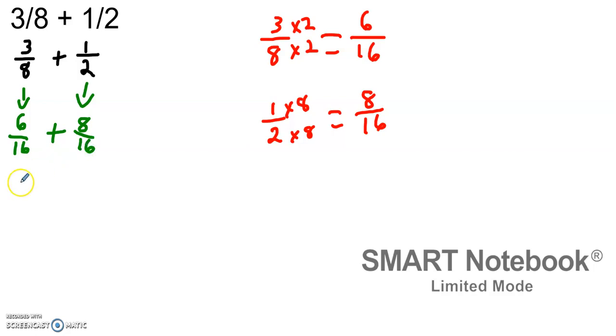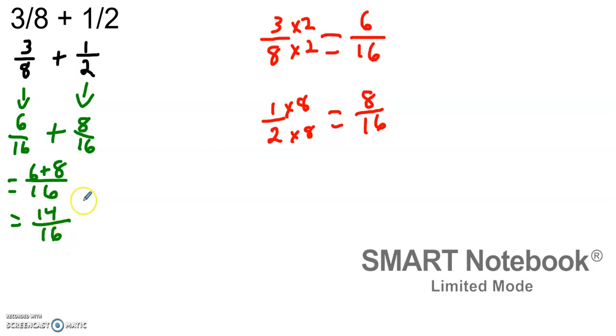Now I can add them, right? I can make it 6 plus 8/16 because they both have the same denominator. And I know 6 plus 8 gives me 14. So I have 14/16. Now I look and I check. My numerator is smaller than my denominator, so I don't have any whole numbers.